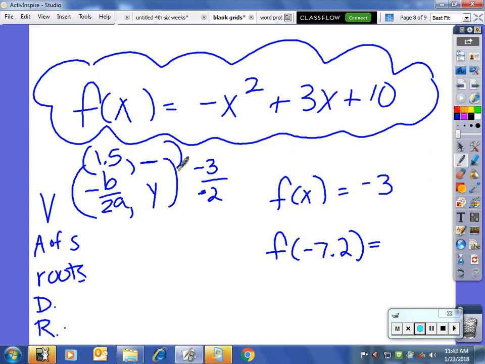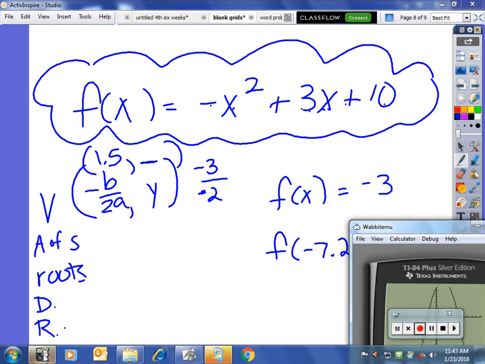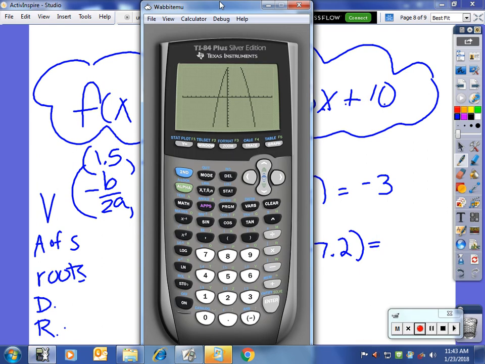Okay, so that's the part I did with my brain. Now, if I didn't have a calculator, look how yucky this is. I would have to do 1.5 squared times negative 1 plus 3 times 1.5 plus 10. We're plugging in 1.5 for x, but we're going to make the calculator do that for us. Where can I find the y that goes with that? In the table set, in the table of values.